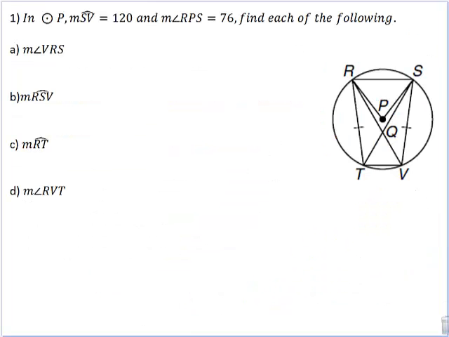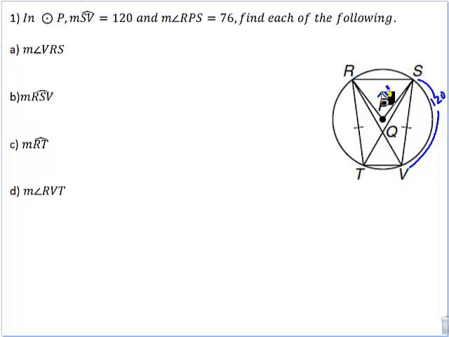First example, we're going to use this diagram in circle P. The measure of arc SV is 120 degrees. The measure of angle RPS is 76. Find each of the following: the measure of angle VRS, the measure of arc RSV, the measure of arc RT, and the measure of angle RVT. So we want to probably start off by labeling what we know. So here from S to V, that is 120. Okay, and then RPS is 76 degrees.